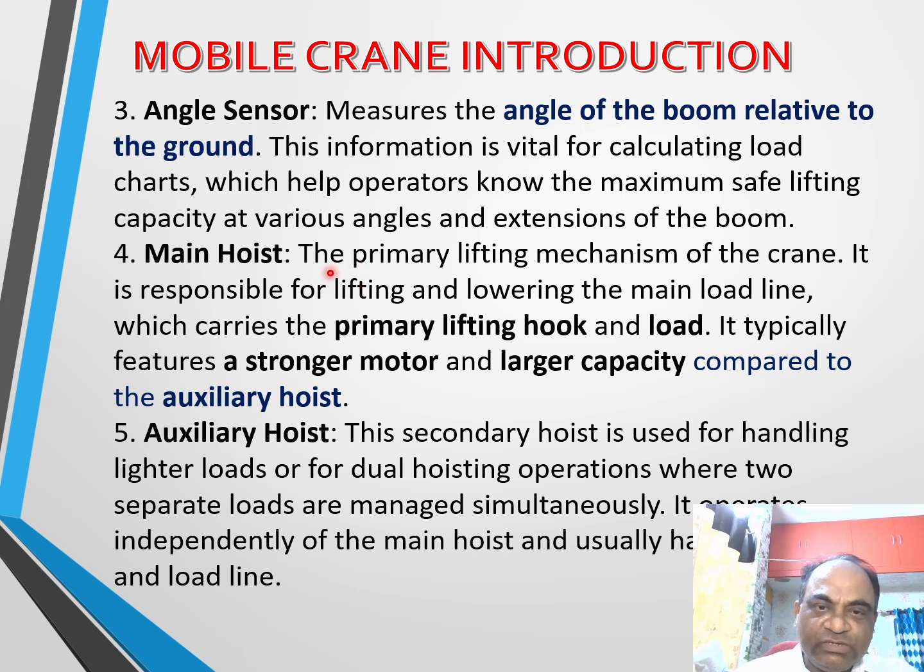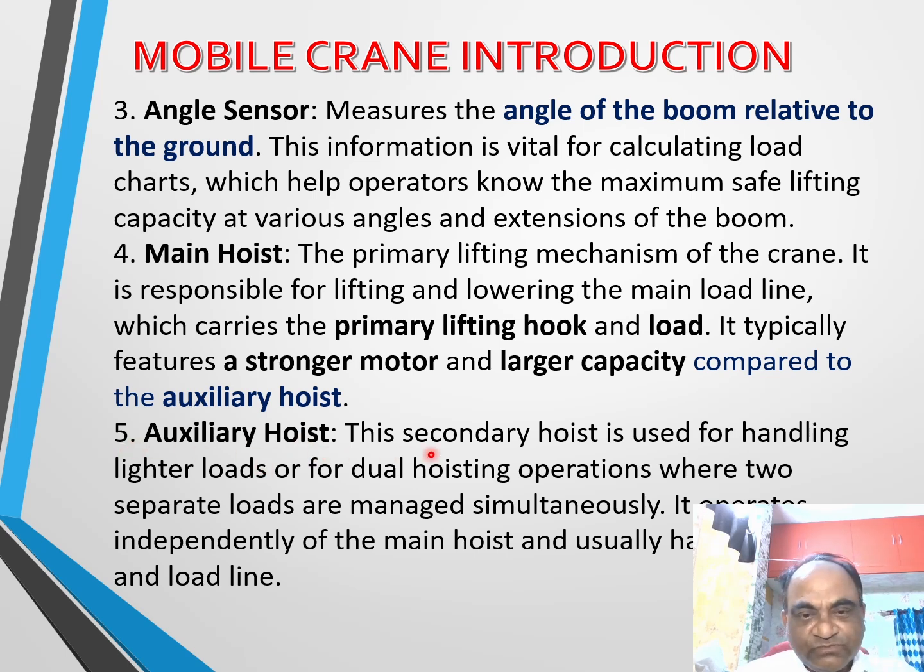Main hoist, the primary lifting mechanism of the crane, and it is responsible for lifting and lowering the main load line, and which carries the primary lifting hook and the load, and typically features a stronger motor and larger capacity compared to the auxiliary hoist. So auxiliary hoist is of lower capacity and the main hoist is of higher capacity. Basically, that it is saying. So main hoist, auxiliary hoist.